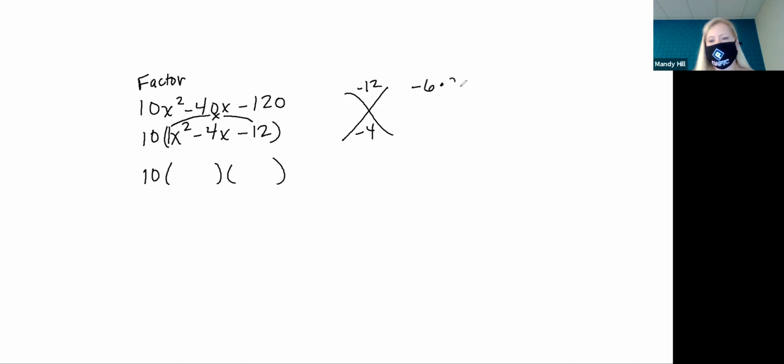Negative 6 times 2 is negative 12, and negative 6 plus 2 is negative 4. So those are my two numbers, negative 6 and 2. Because I have a 1 in the front, though, I don't have to do that division here. I can just go straight and say my answer is (x minus 6)(x plus 2), because the leading coefficient here was a 1, so this one wasn't as bad.